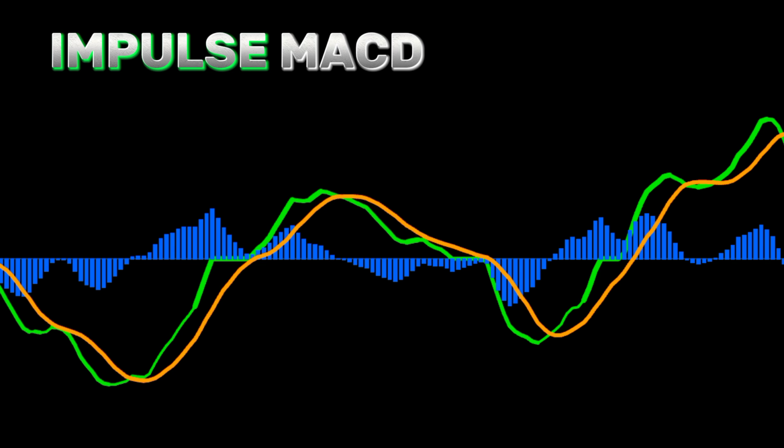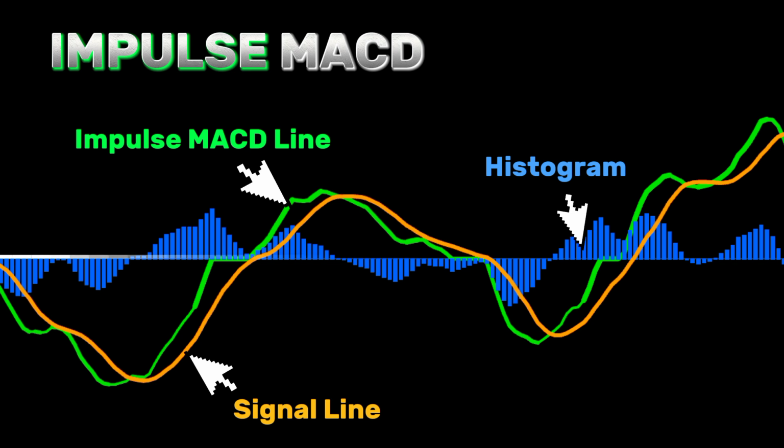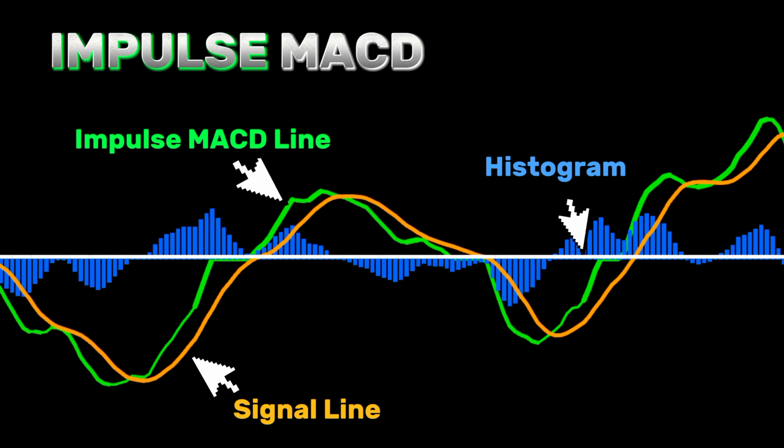First, we have this green line called the impulse. Then we have this orange line called the signal line. And then we have the histogram. And finally, we have the middle line. The truth is that you can actually use any color of your choice, but make sure it is something that you can easily understand. Now, how do we use this indicator?